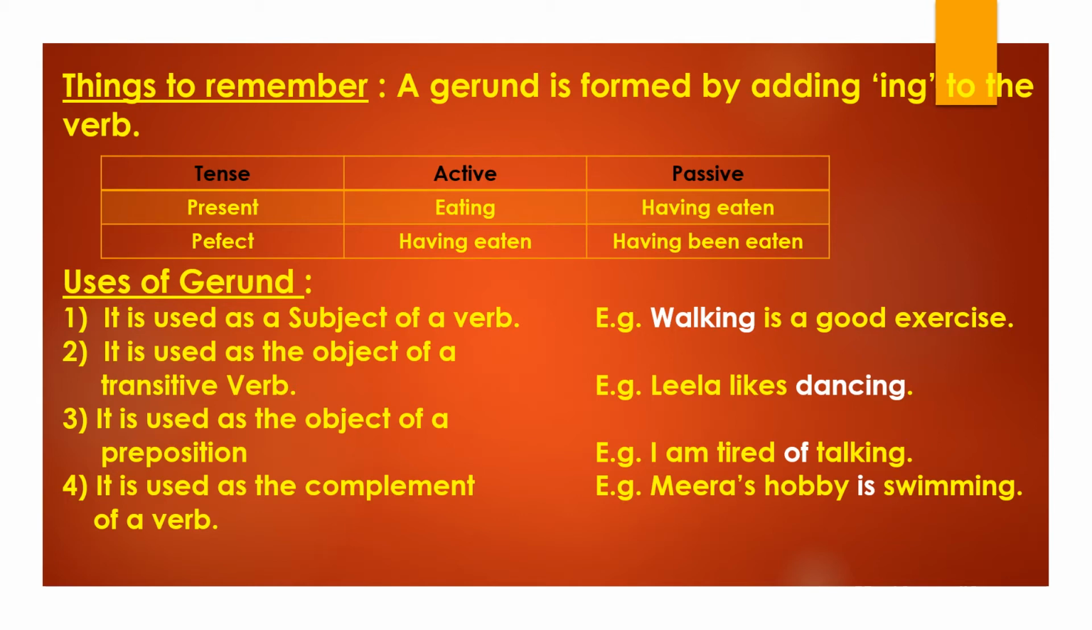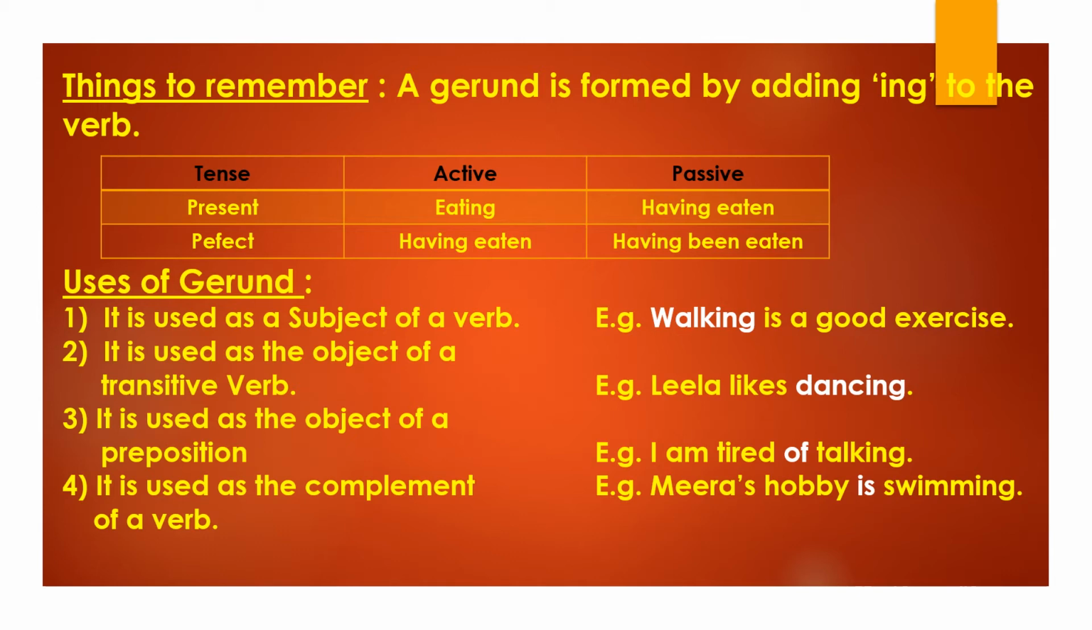Now number 2, it is used as the object of a transitive verb. So as I told you, children, gerund is a verbal noun. So noun can be used as a subject, and noun can be used as an object also. Subject and object both. So here we use gerund for the transitive verbs. Remember, for the transitive verb, it works as an object. Leela likes dancing. What does Leela like? Leela likes dancing. So here dancing is a gerund. It works as an object of the verb.